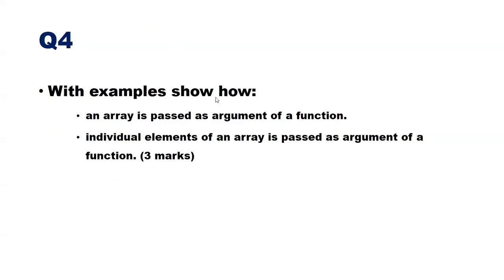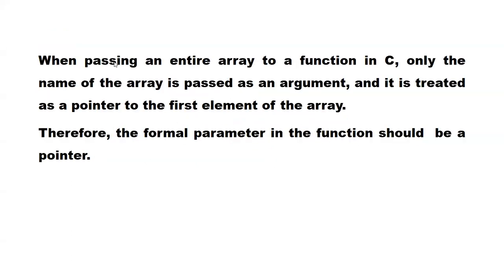Next question, with examples show how an array is passed as argument of a function and individual elements of array are passed as arguments of a function. When passing an entire array to a function, only the name of the array is passed as an argument and it is treated as a pointer to the first element of the array. Therefore, the formal parameter in the function should be a pointer.